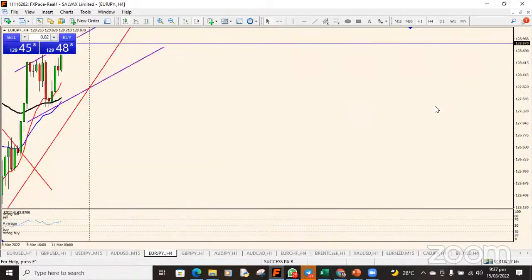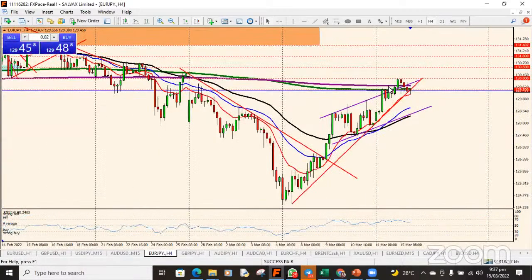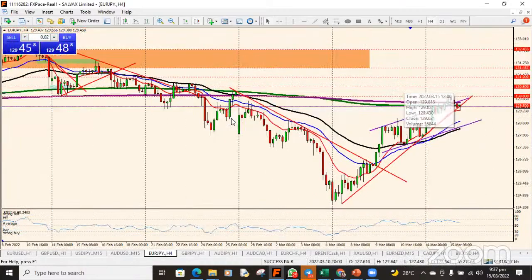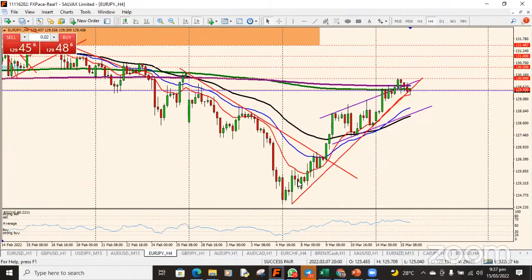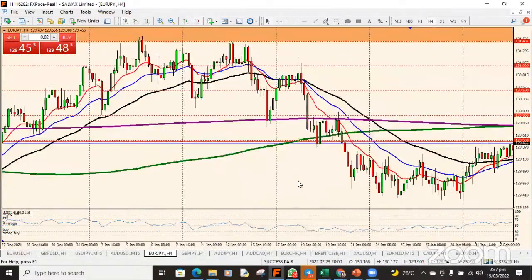But if I go to a higher time frame and I see what the market is doing, it is at a key level. Look at it. At a key level. So that is how you engage the market.